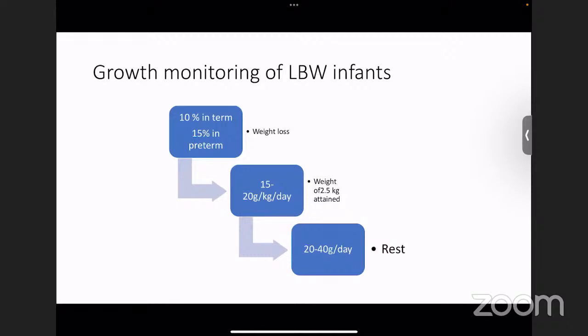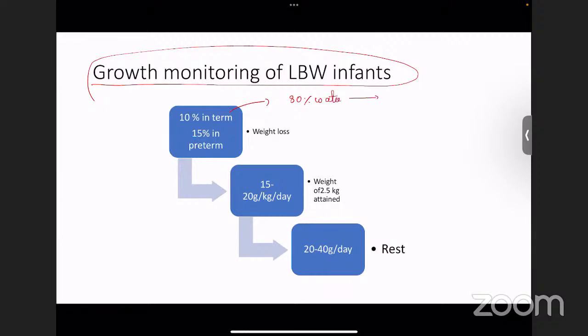So what is growth monitoring? Now, how to monitor the growth of the low birth weight baby? See, normally the term babies have 80% of water, and as I say, for a normal adult it is 70%. So the child has to lose 10%. It takes 7 to 10 days to lose it, and the baby will gain again, returning to the birth weight.